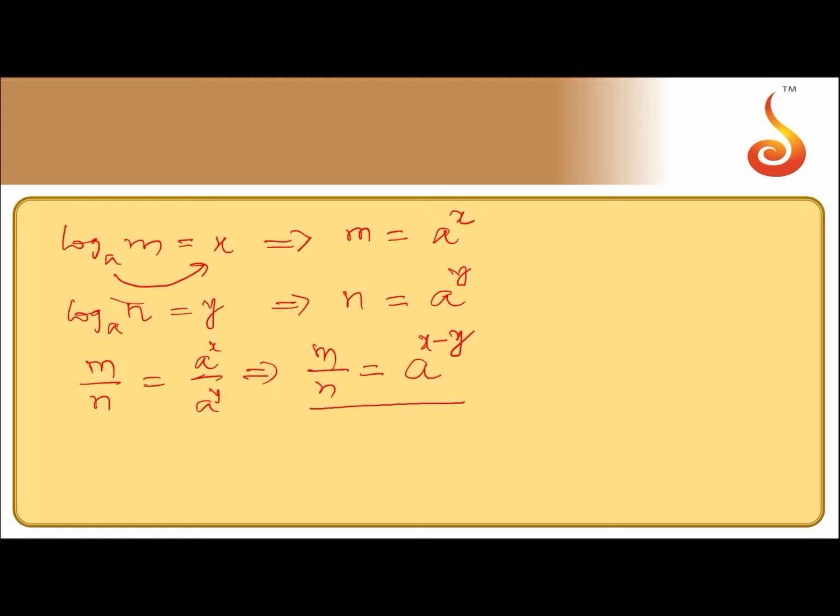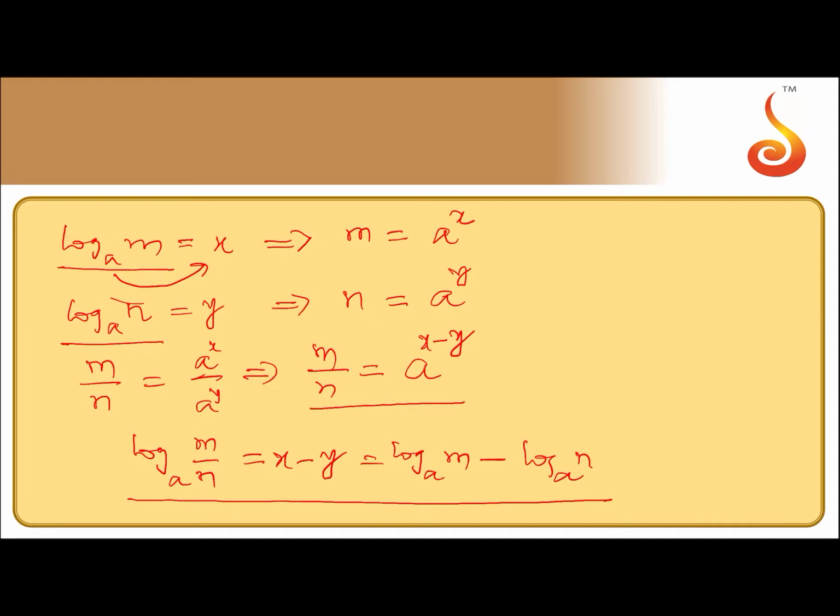Now, let us go back to the logarithm definition. If m by n is a power x minus y, the logarithm of m by n to the base a is equal to x minus y, where x is log m to base a and y is log n to the base a. Overall, log m by n to the base a is equal to log m to base a minus log n to the base a.